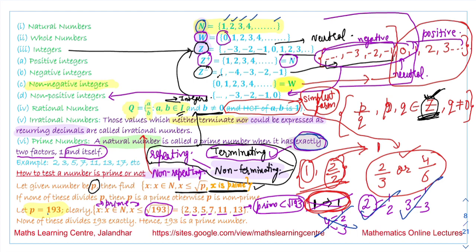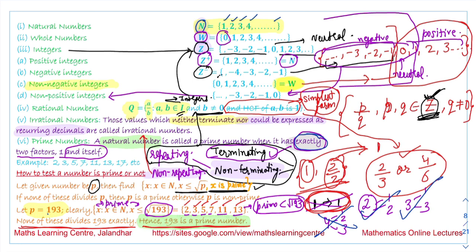Now we check the divisibility of 193 with only these numbers, and we can see that 193 is not divisible by 2, it is not divisible by 3, 5, 7, 11 and 13. So none of these divides 193. Hence 193 is a prime number. So this is one of the methods to check whether a given number is a prime number or not.